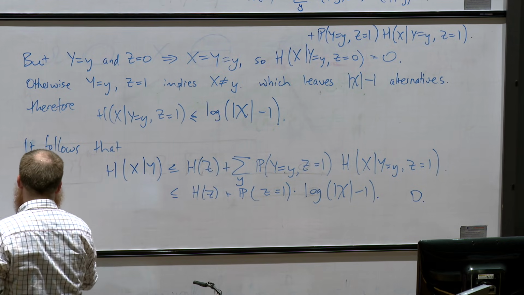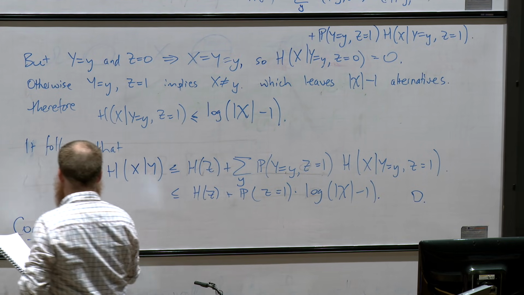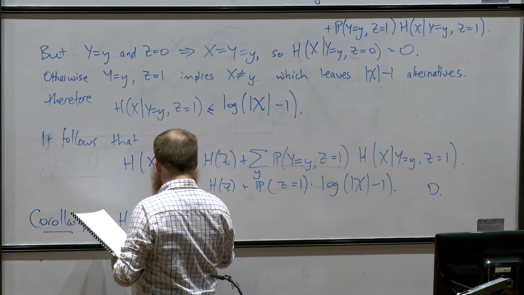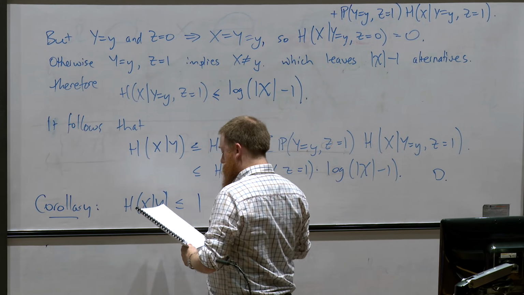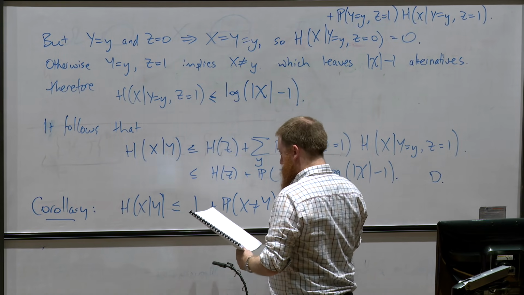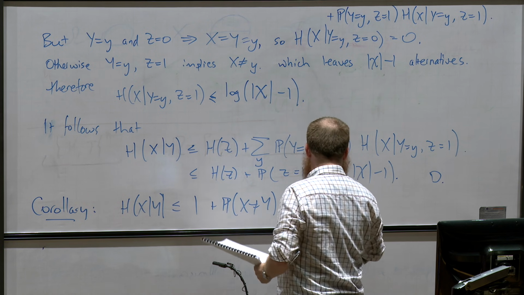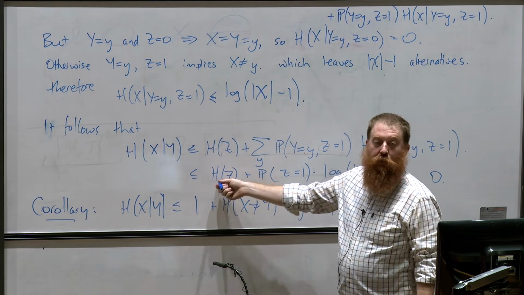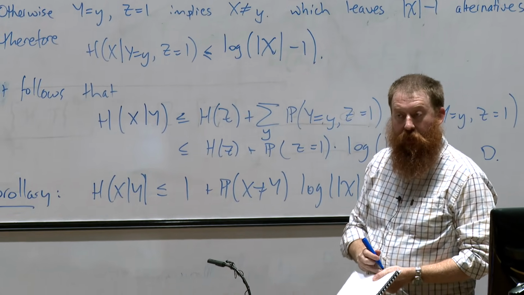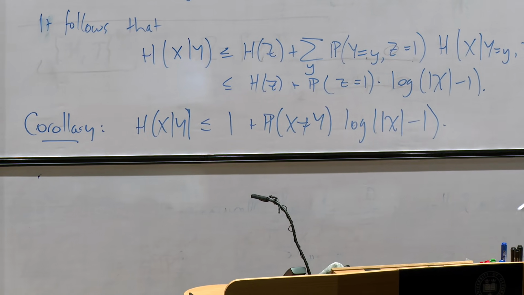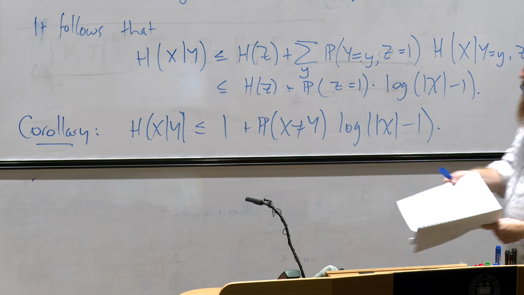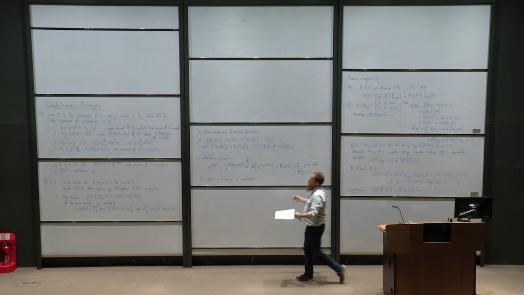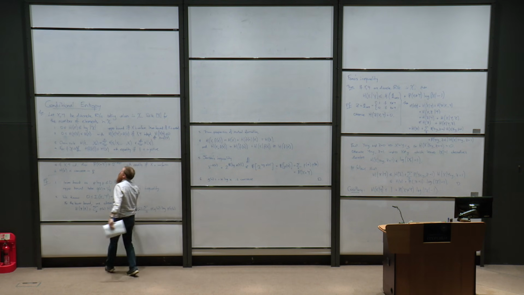Corollary, just so that we've got it: H(X|Y) is less than or equal to 1 plus the probability X not equal to Y times log(size of X minus 1). Here I'm just using that Z takes two values, so I have a bound on the entropy. Okay, so that is everything we're going to use at this stage about entropy in general.